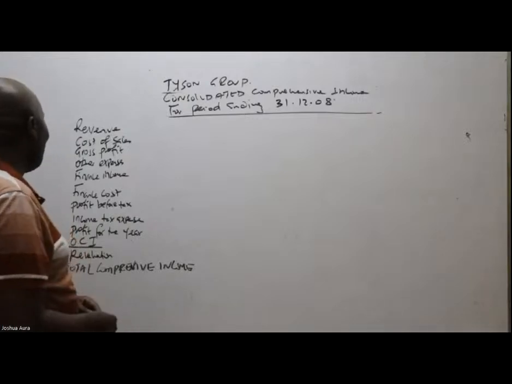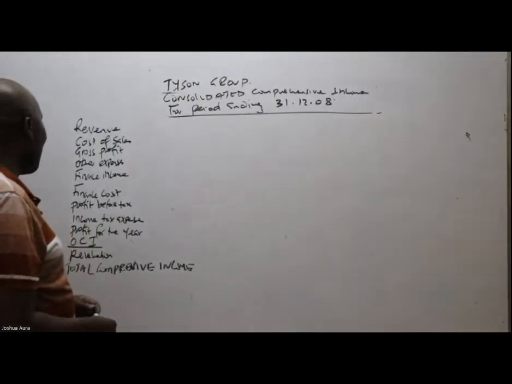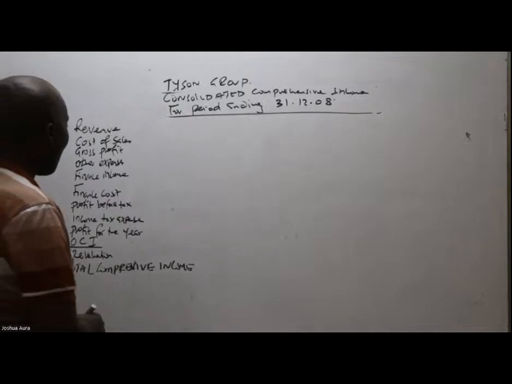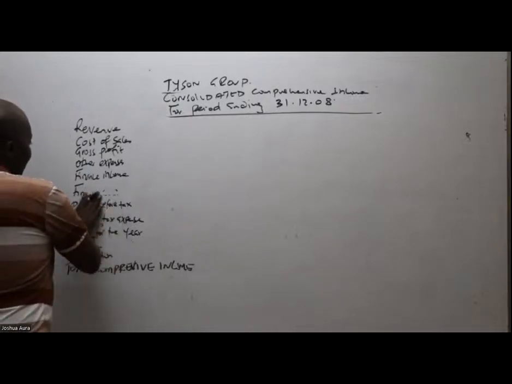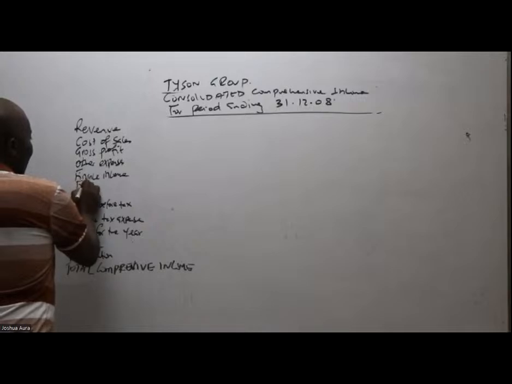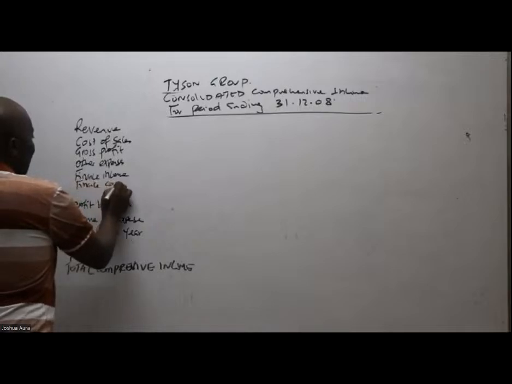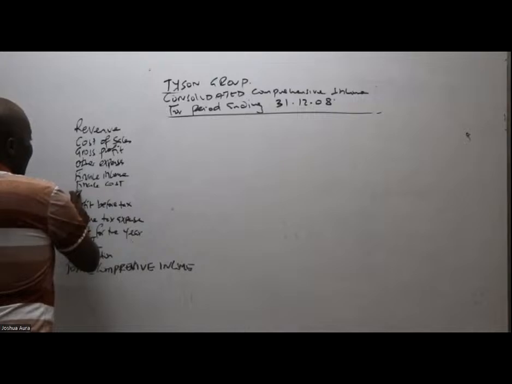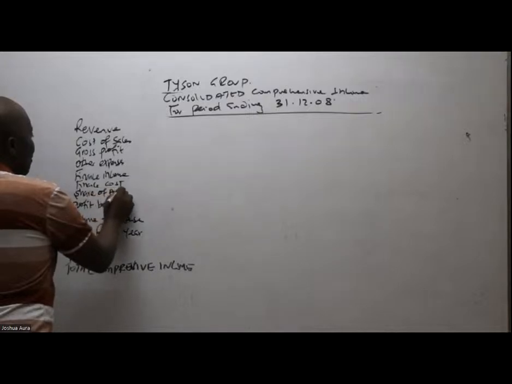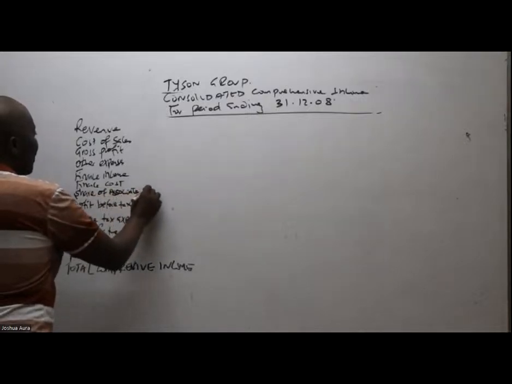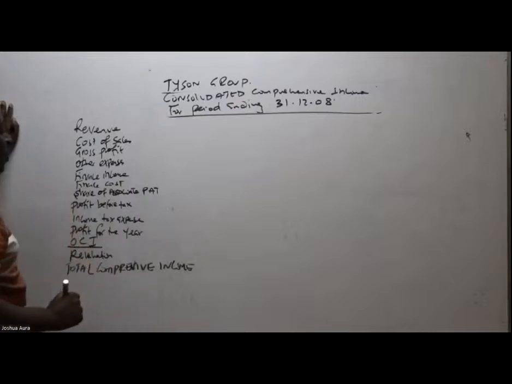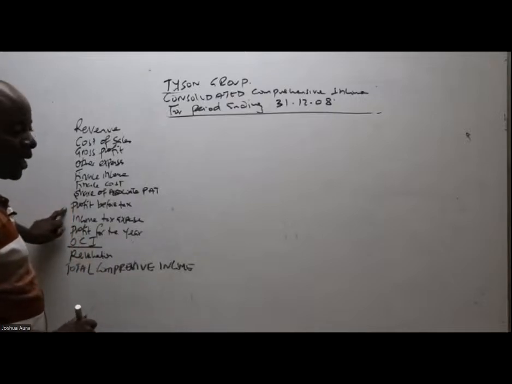The good thing with me, ladies and gentlemen, is that I have a very good book. I can squeeze this here, I can squeeze this a little bit. This is finance cost. Please also do that for yours. Create some space here and write: share of associates' profit before tax.